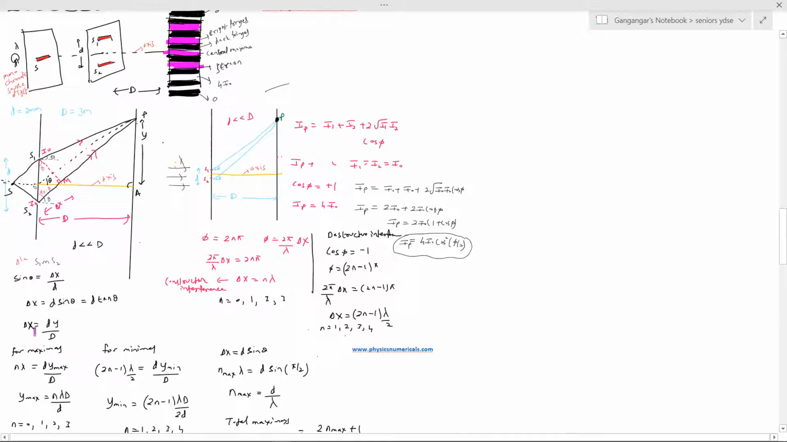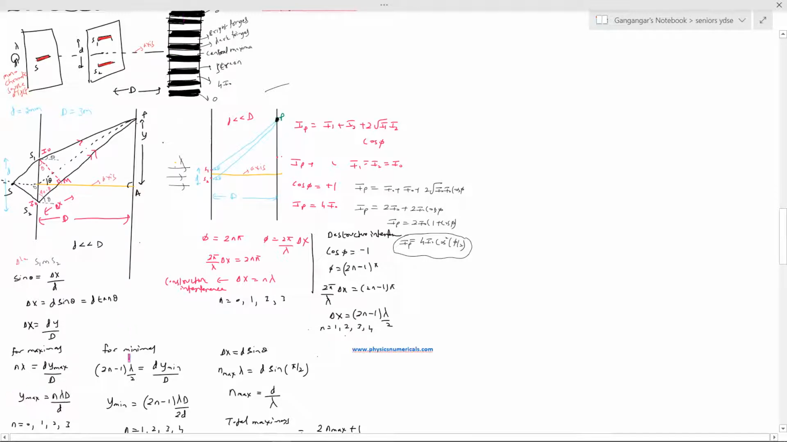For constructive interference, what is the required condition? Path difference should be equal to n lambda. So I'll write delta x is equal to n lambda. Then I'll get the position of y max. What is y max equal to? N lambda capital D by small d. And n equals 0, 1, 2, 3, 4. With this, I locate the position of maximas.